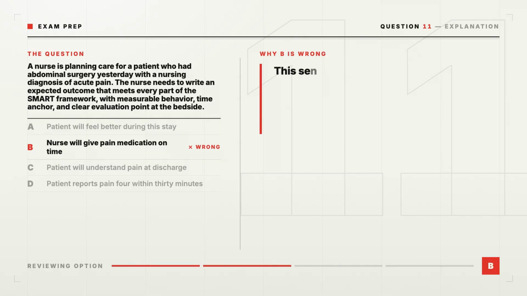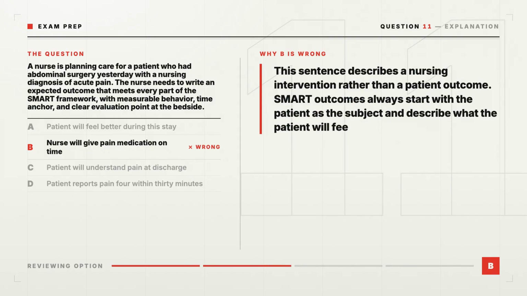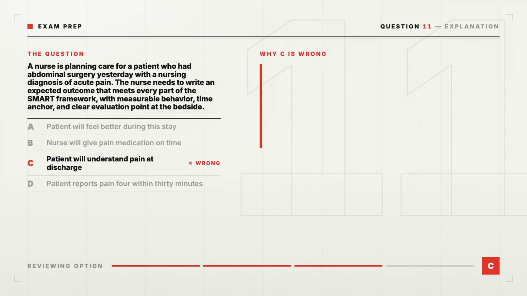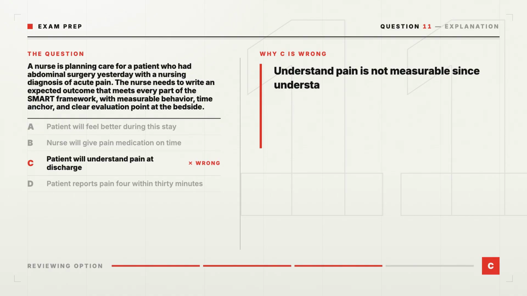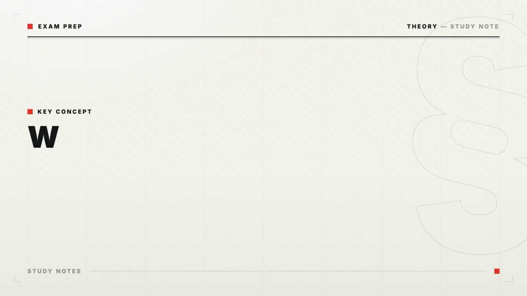B is wrong because this sentence describes a nursing intervention rather than a patient outcome. SMART outcomes always start with the patient as the subject and describe what the patient will feel, do, know, or demonstrate. C is wrong because understand pain is not measurable, since understanding has no observable form. Teach-back behavior or numeric pain ratings would be measurable. Vague comprehension language gives the nurse nothing to evaluate at discharge.